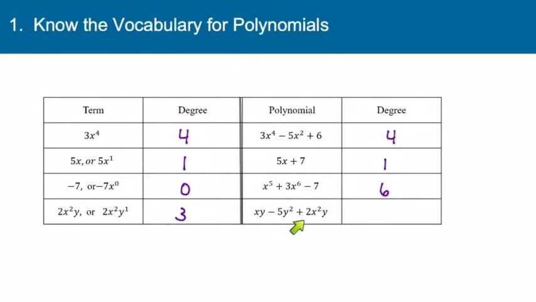Now when we look at this polynomial, the degree of this first term is 1 plus 1, which is 2. The degree of this second term is also 2, and the degree of this last term is 3. So the largest of those degrees is 3. So the degree of the polynomial overall is 3.